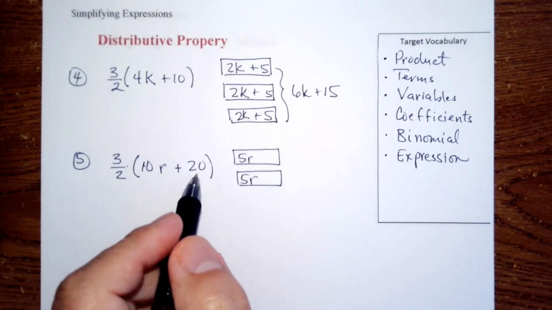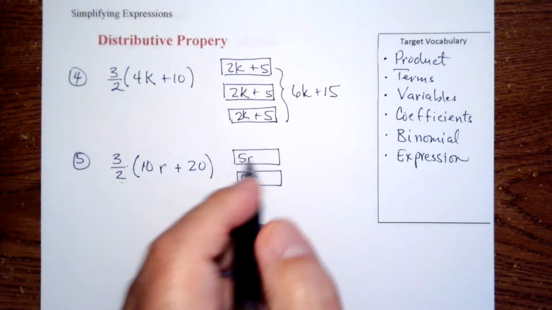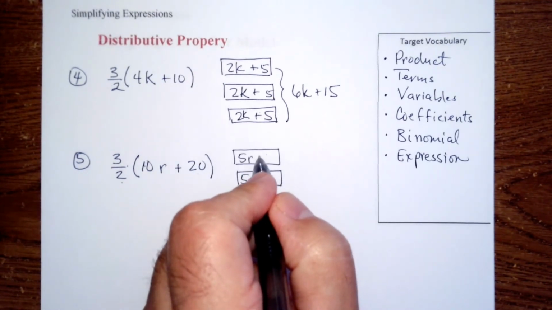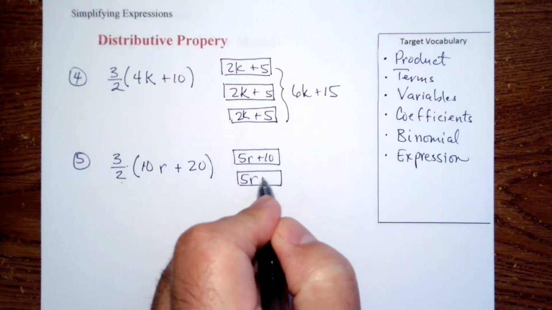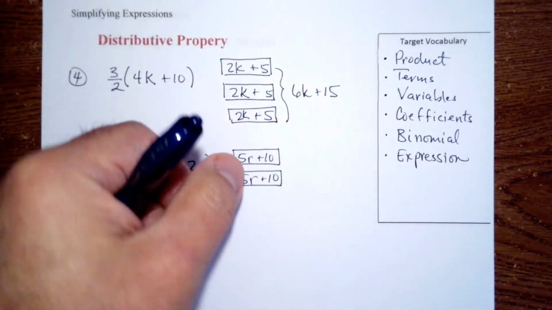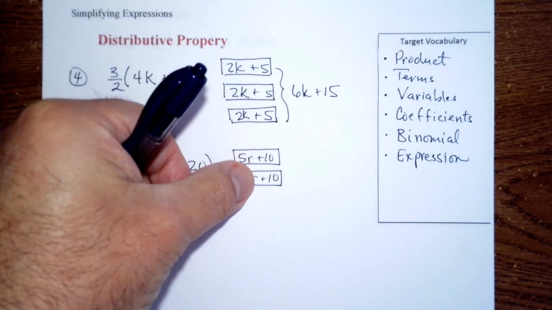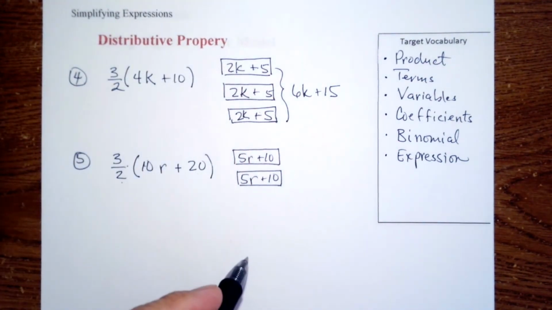I need to split the 20 into 2 equal parts. 20 cut in half? Correct. Plus 10 and plus 10. Don't forget your addition symbol, because for me it's more than just addition, it means a positive 10. A positive 10. Are we done?